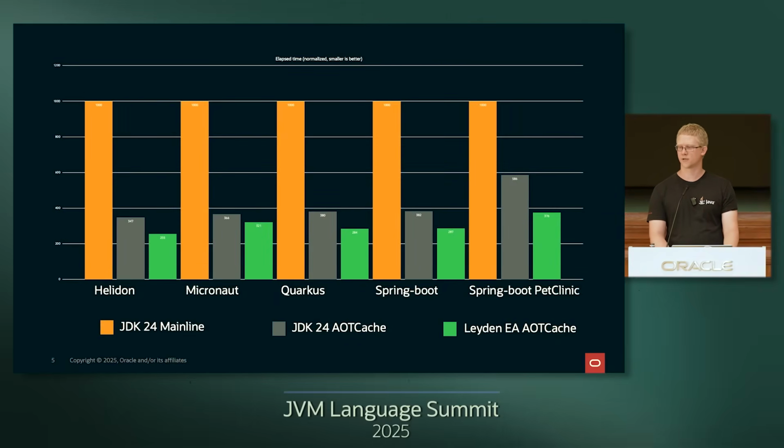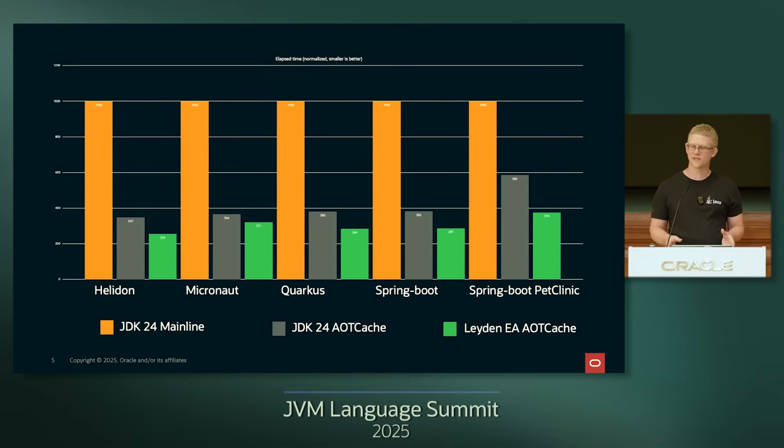It gets us this. I took the standard, more common application servers and their getting started type APIs and ran them on a JDK 24 mainline build and then ran them with the JDK 24 AOTCache. And we get like a 2x, almost 3x improvement on these simple applications for getting started with these different servers. And the point here is not to compare the servers against each other. It's just to see the difference between that orange line and that gray line.